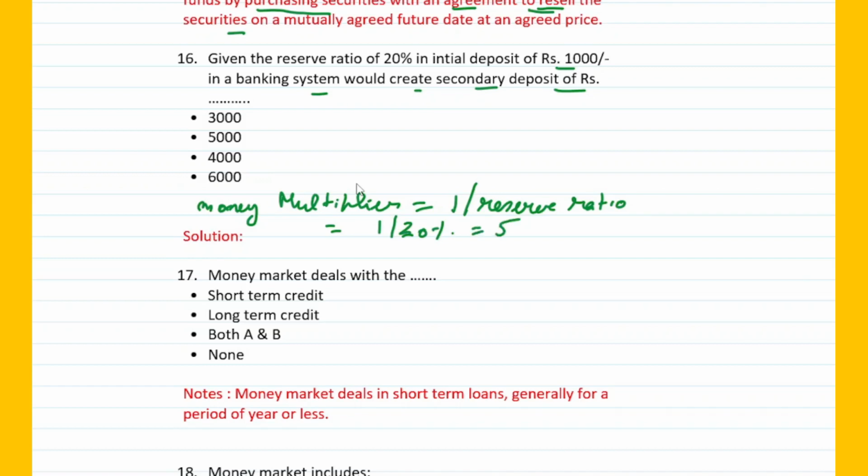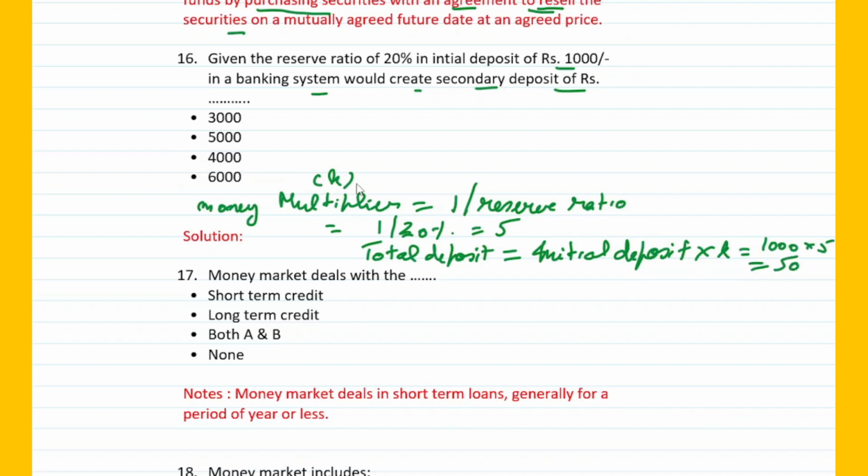Now how does this money multiplier help? It helps you to calculate the total deposit, right? Now the total deposit becomes what? Total deposit is basically your initial deposit into, let's term this money multiplier as K. So basically total deposit is equal to initial deposit into the money multiplier, that is K. So this becomes 1000 into 5, or rather this becomes 5000, right? Are you able to understand this?